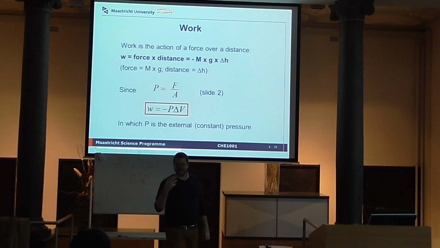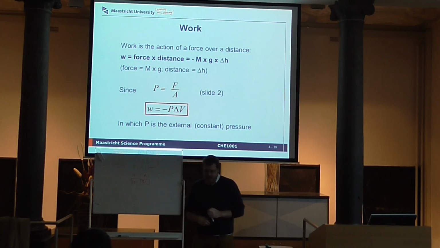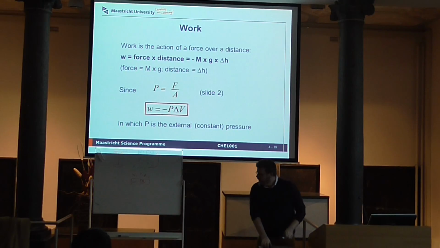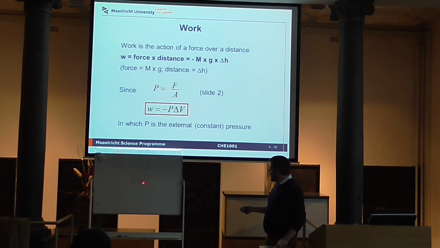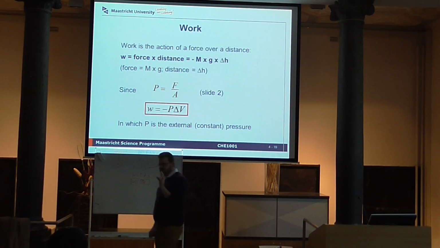So the P here is the external pressure acting on the system, for example, atmospheric pressure, like we just saw with a piston and the potassium chlorate decomposition. And delta V is the change in volume of that system. Now there is a minus sign here, why? What does that minus sign mean?